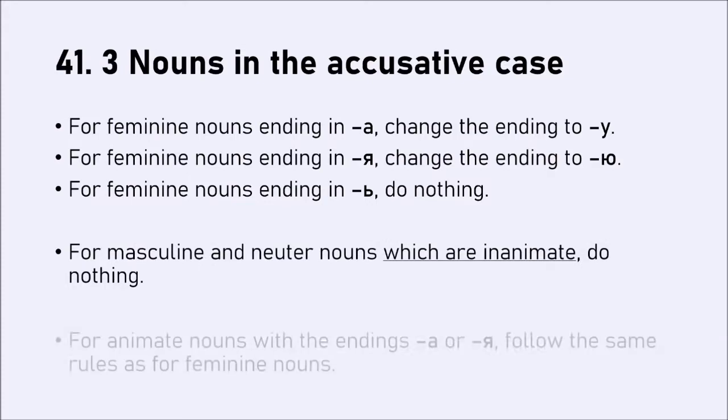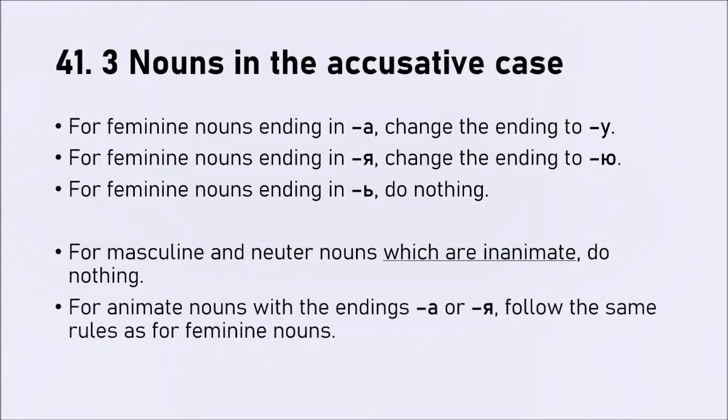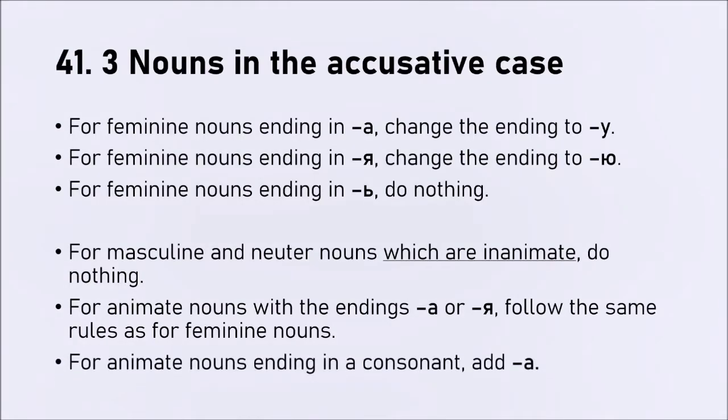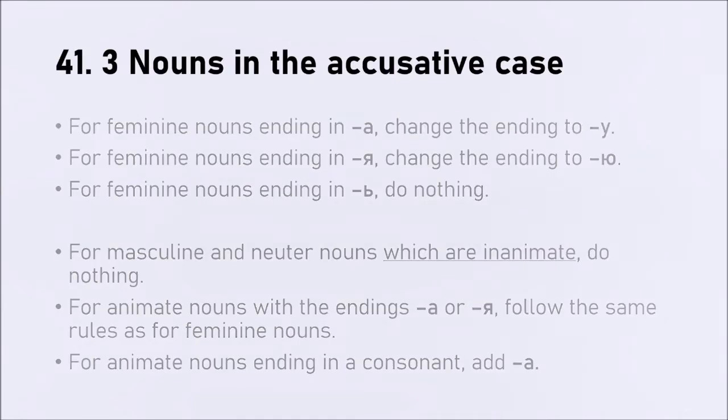For animate nouns that end in a or ya, so usually this is just names. Many Russian male names end in a or ya. So this rule really only applies to names. Here you follow the same principle as for feminine nouns. And lastly, for any nouns that end in a consonant, you just add on a. Okay? Let's take a look at a few examples.